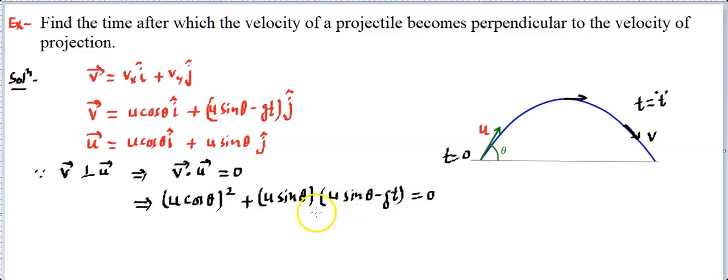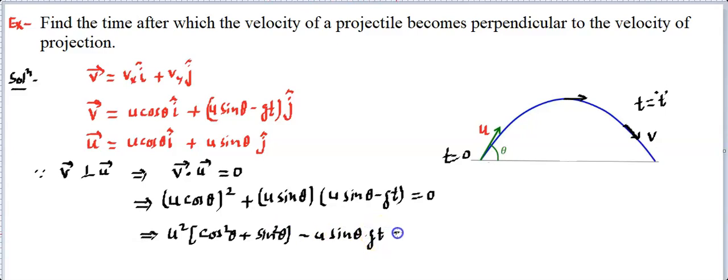By solving this, we can find out the value of t. So let's try to solve it. When you multiply this term with this, it becomes u square sine square theta. And if you combine with this, u square can be taken common, so it's going to be cos square theta plus sine square theta for the first term, and the second term will be minus u sine theta into gt. This has to be 0.